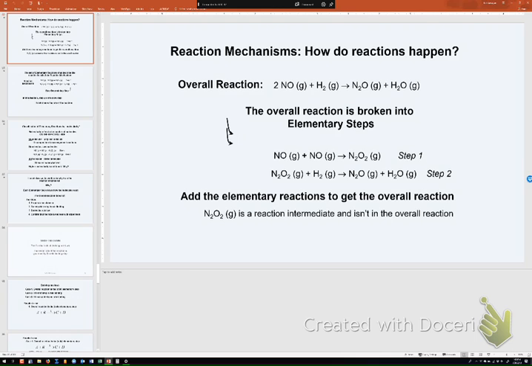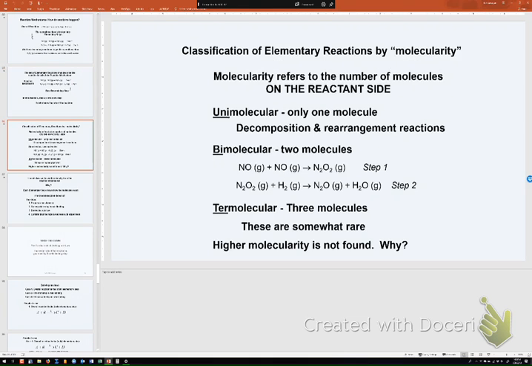Okay, last bit on this chapter is catalysts.